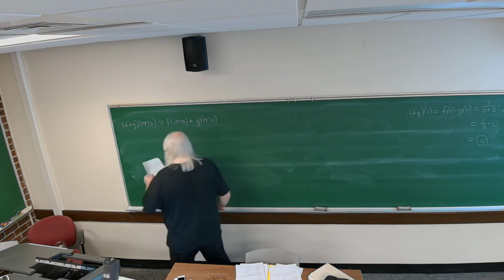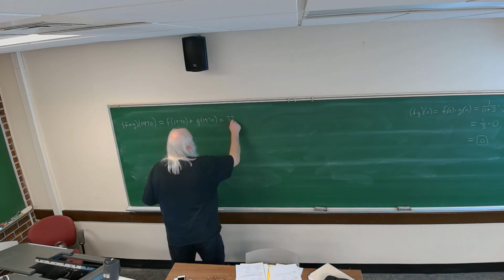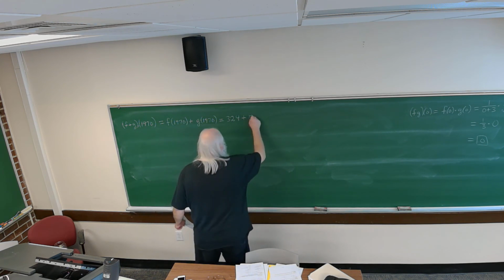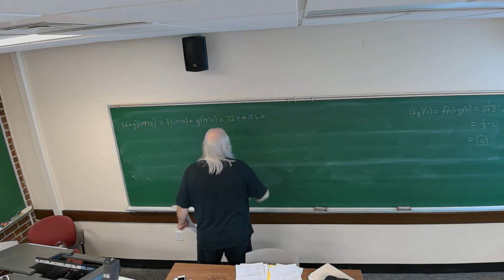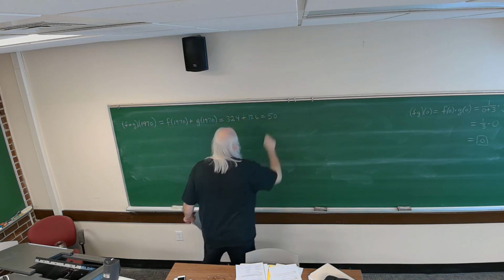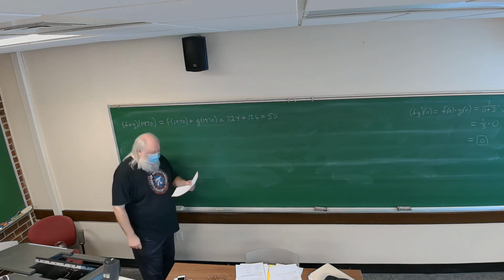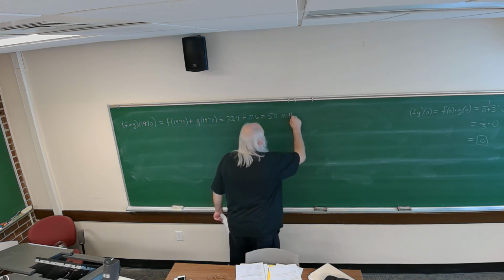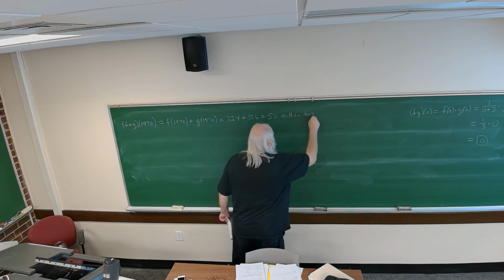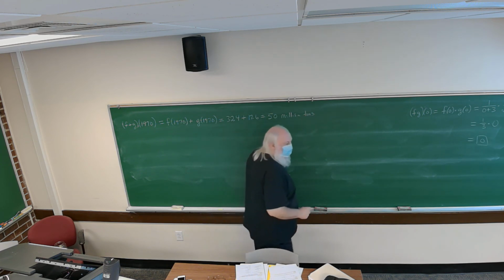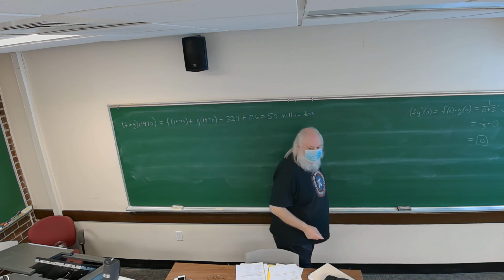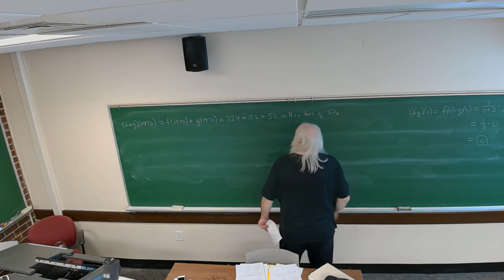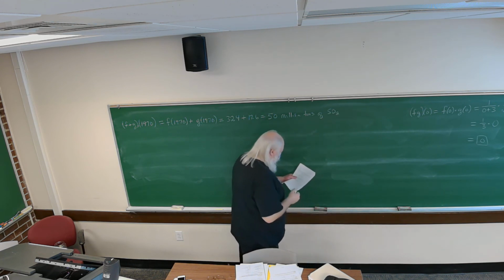So f of 1970 is equal to 32.4. And g of 1970 is equal to 17.6. And when you add those two together, you get 50. 50 what? Million tons of what? Water, beer, sulfur dioxide. Yeah. SO2, right? So 50 million tons of SO2.